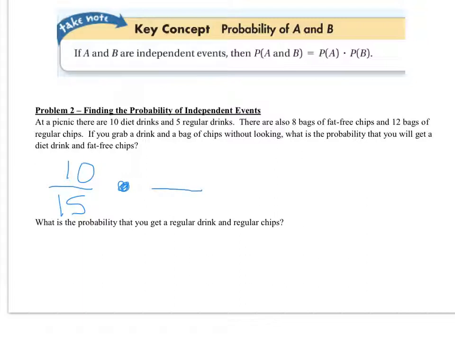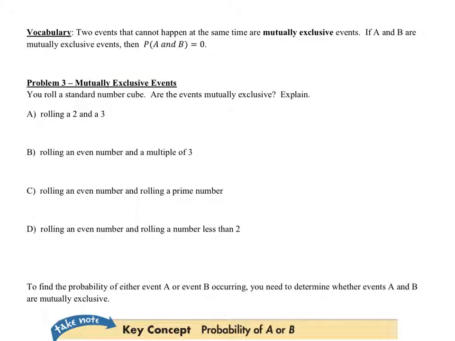What's the probability you would pick? There's a total of 20 bags of chips. And you're asking what's the probability you pick a fat-free. So now we multiply the diet with the fat-free. And you could have your answer as either 4 over 15, or if you do it as a percent, that would be 27% chance. Now I want you to try to do what's the probability of getting a regular drink and regular chips. So now the other information we have would be mutually exclusive.